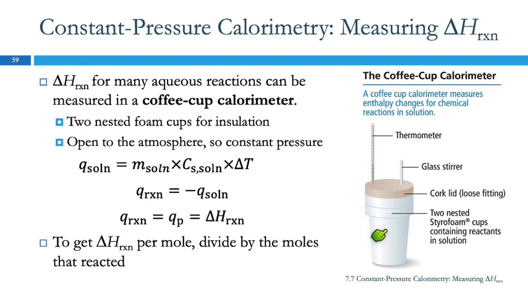So the nested styrofoam cups are for insulation because we don't want significant heat loss to outside of the calorimeter. We'd like to keep it to the water inside. This is open to the atmosphere, so it's going to be at constant pressure. So Q for the solution, we can calculate from the mass of the solution, the specific heat capacity, and the change in temperature. So that's why the thermometer's in here, so we can measure the change in temperature.